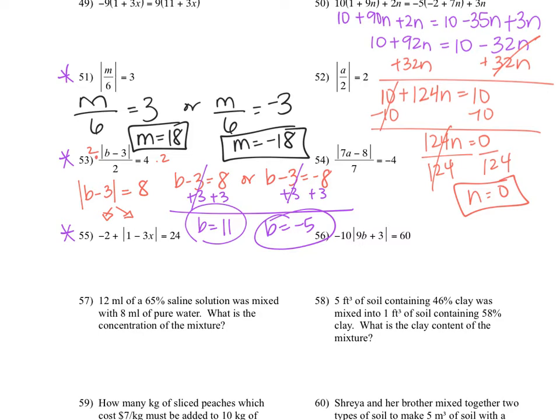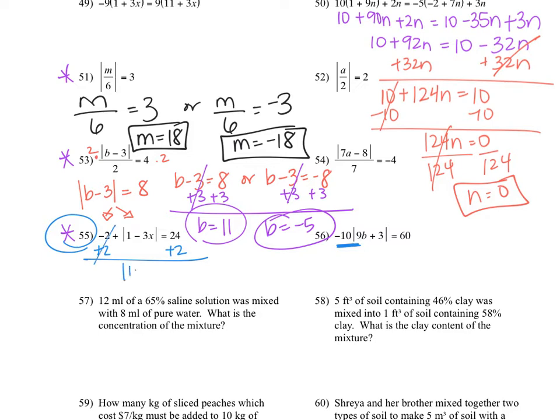Okay, last but not least, let's do number 55. So again, the absolute value is not by itself. So I'm going to add 2 to both sides. It's not being multiplied unless it looks like 56 right here, where the -10 is multiplying itself by the absolute value. Then you know it's addition or subtraction. So back to 55. I'm going to add 2 to both sides.